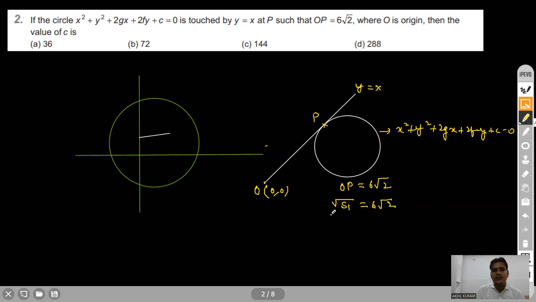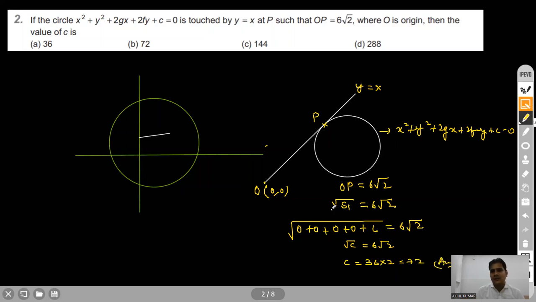Now put the value 0, 0 in the equation. We get 0 plus 0 plus 0 plus 0 plus C, under root, that will be equal to 6 root 2. So under root C is equal to 6 root 2. Squaring this, we get C is equal to 36 into 2, that is nothing but 72, right? So this will be our answer. The value of C will be 72 basically.